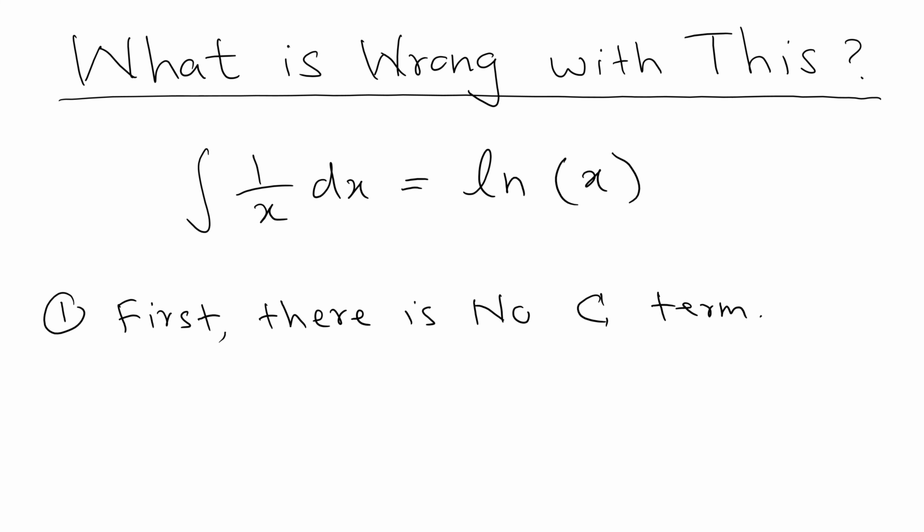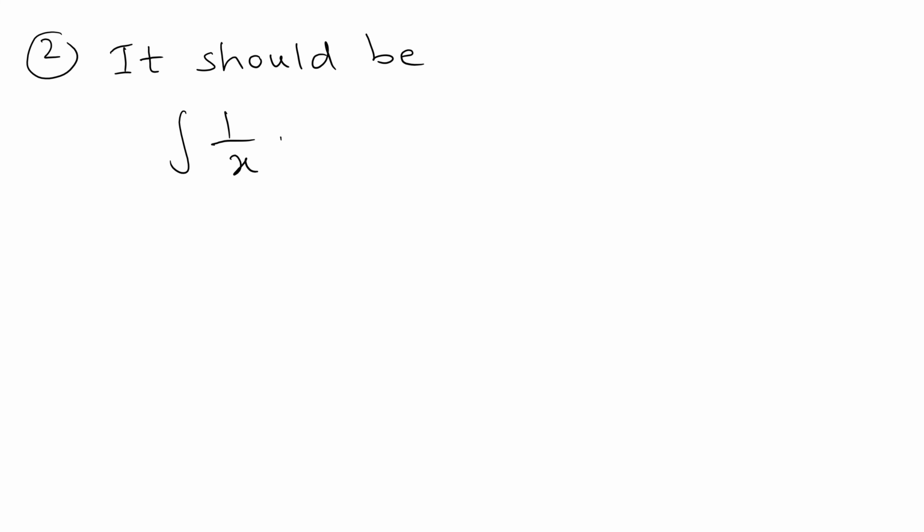Okay, so let's look at the second problem. Actually, it should be ln absolute value of x plus c. So the correct answer is the integral of 1 over x dx equals ln absolute value of x plus c. Write the absolute value properly. Don't write this as a parenthesis.